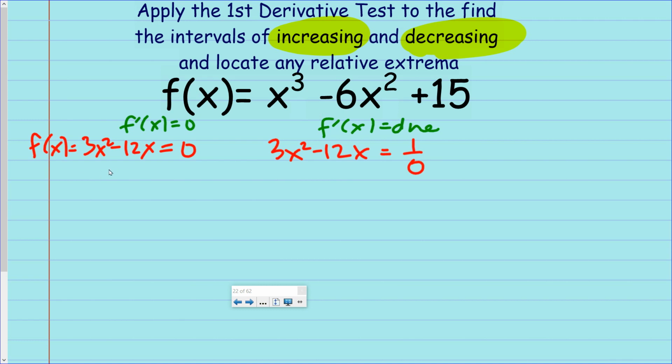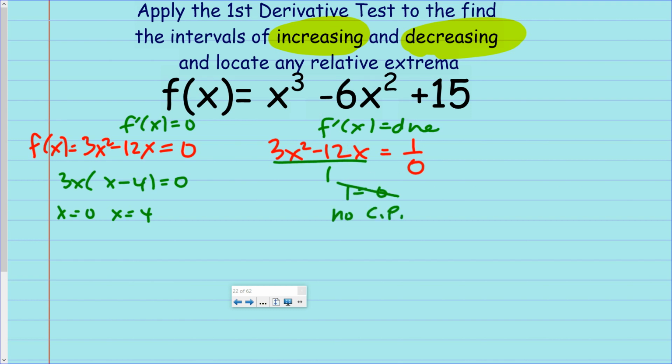Now I'm going to solve on this side, so I'm going to pull out a 3x, so I'll get x minus 4 is equal to 0. So x is going to be 0 or x is going to be 4 on this side. On this side, I have no fractions, so I'm going to cross multiply, and what happens here is I get no critical points. If I were trying to find an absolute maximum, I would take my critical points and my endpoints and put them into what? A candidates test.